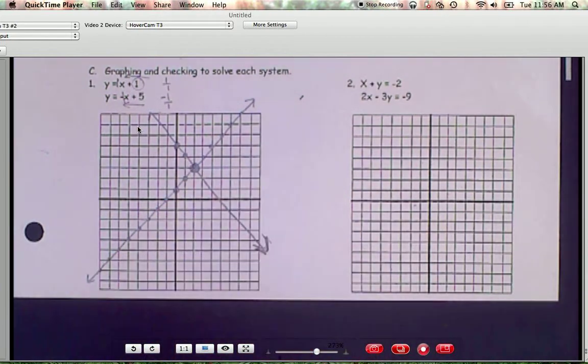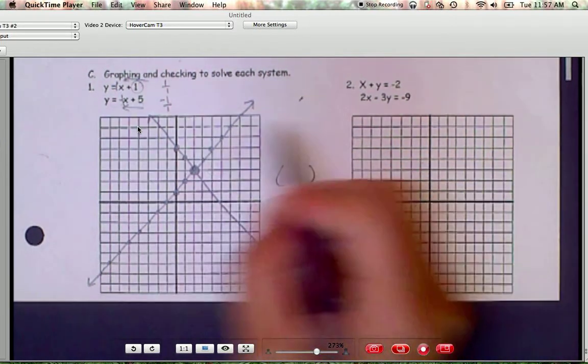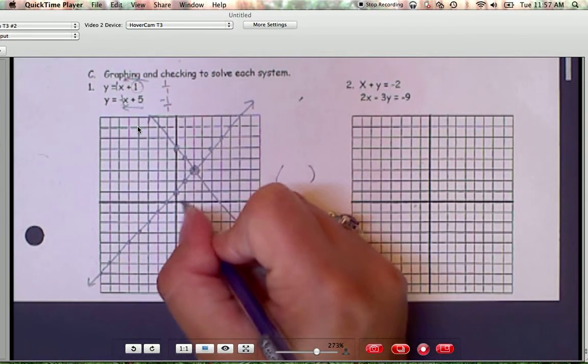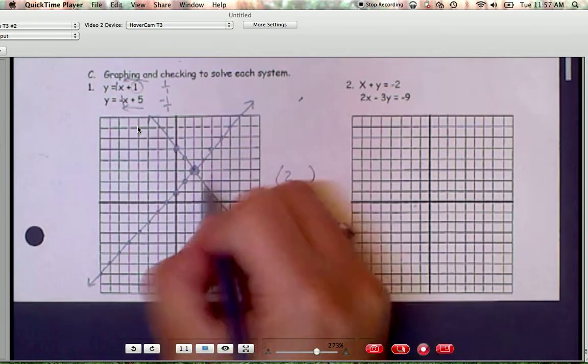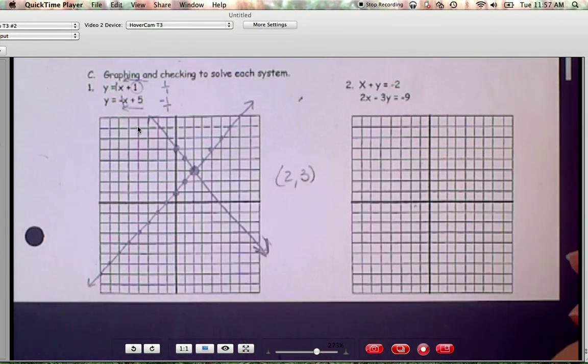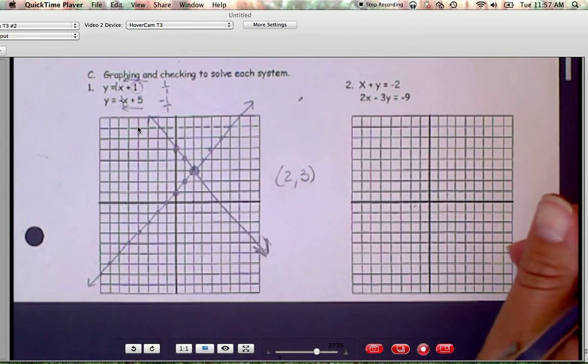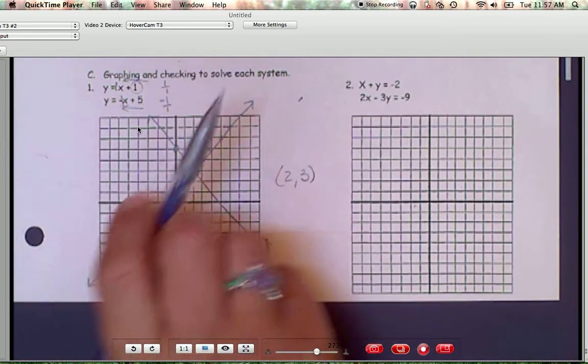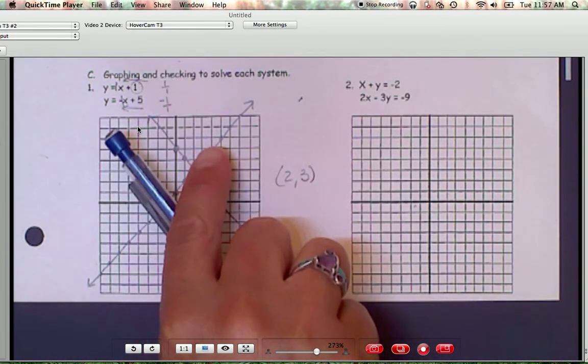So you can't just do what I just did there and make it bigger. You have to actually name the point because that is the solution to the system. So what point is that? 1, 2 on the x-axis and 1, 2, 3 on the y-axis. So in order to find the solution using the graphing method, you need to graph the two lines and name the point where they cross.